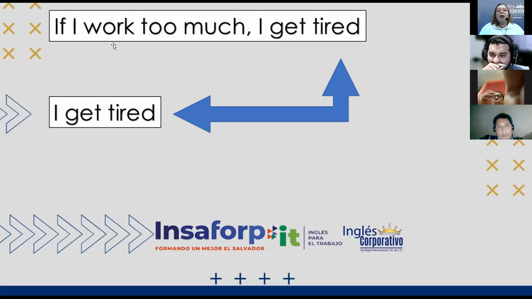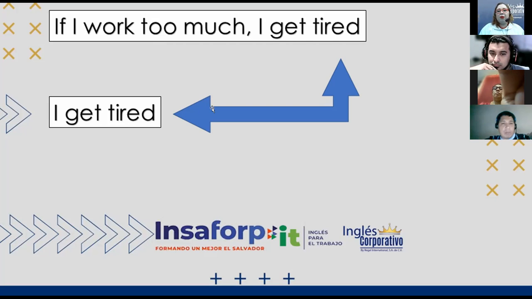Okay, let's see this. If I work too much, I get tired, okay? This is true. If you work too much, you get tired, right? If Annie works too much, she gets tired, okay? Pero podemos cambiar el orden y no altera el resultado, okay?